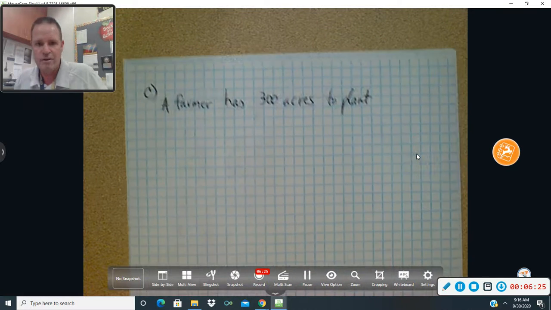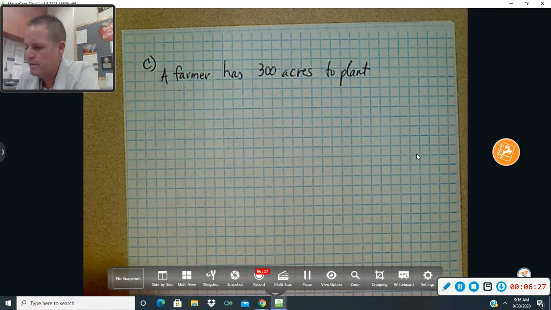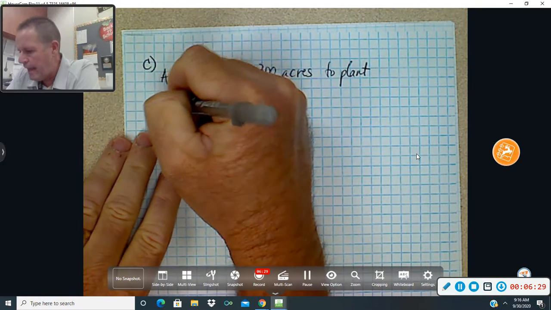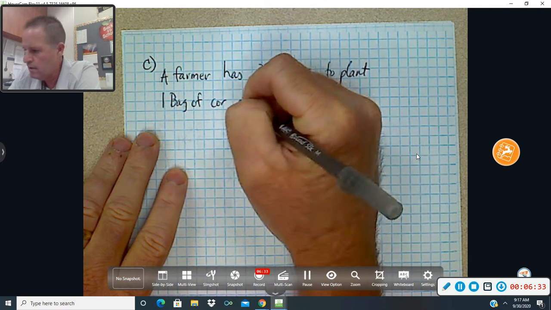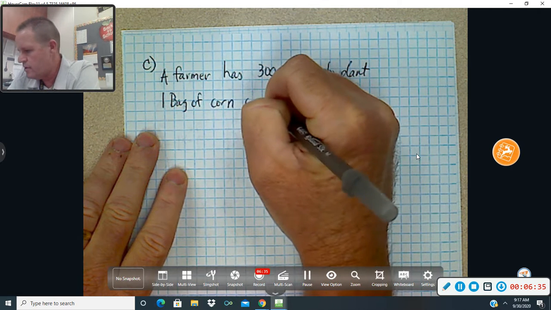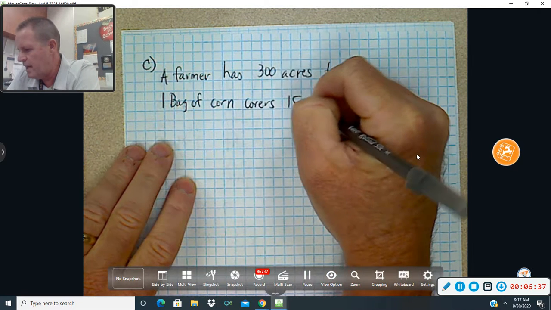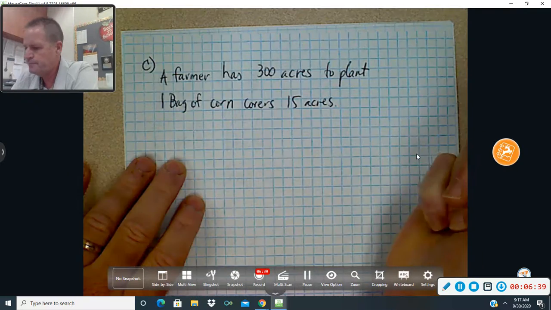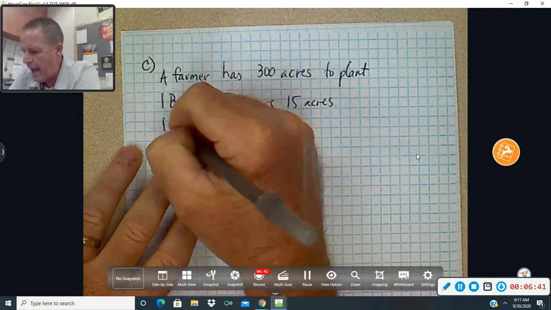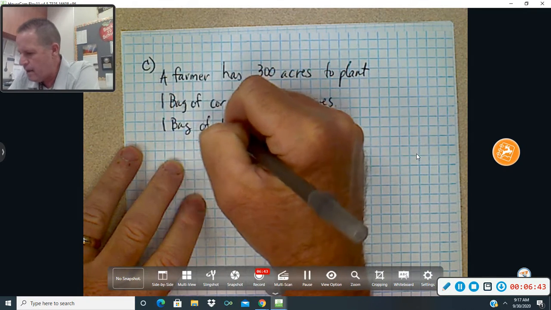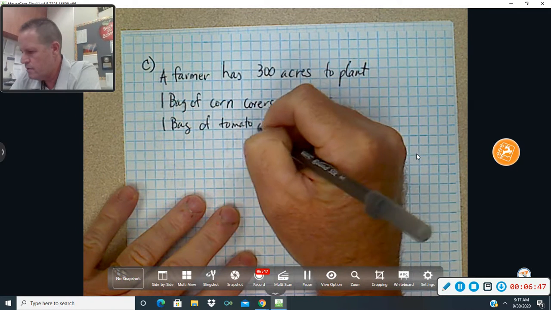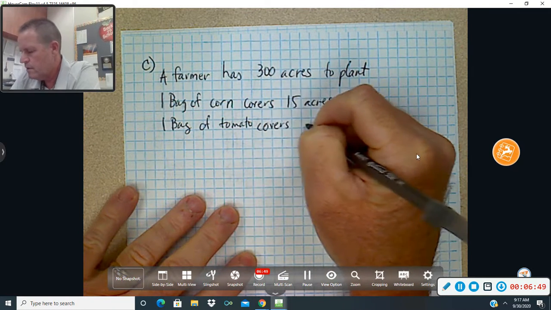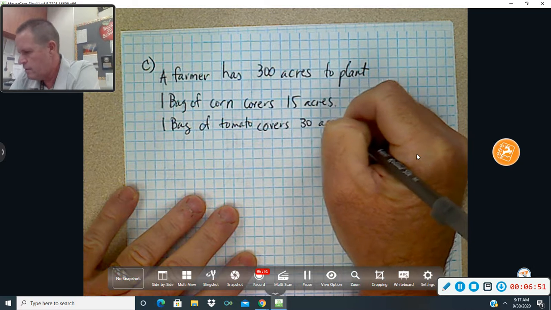All right, so a farmer has 300 acres to plant. One bag of corn seed covers 15 acres. One bag of tomato seeds covers 30 acres.